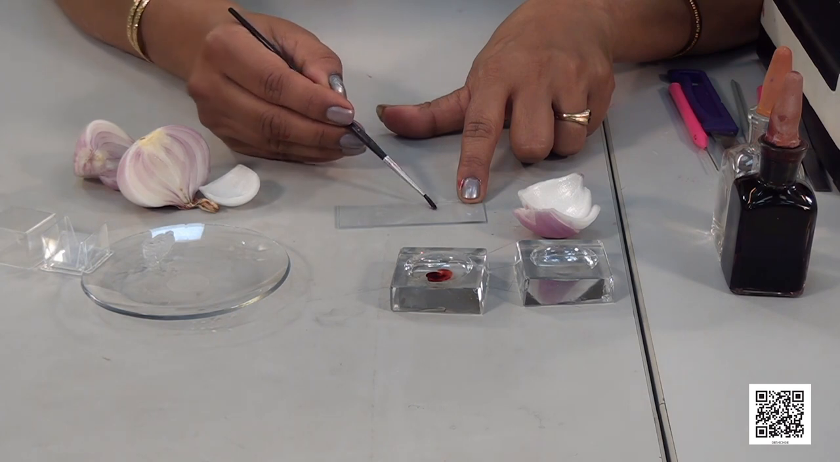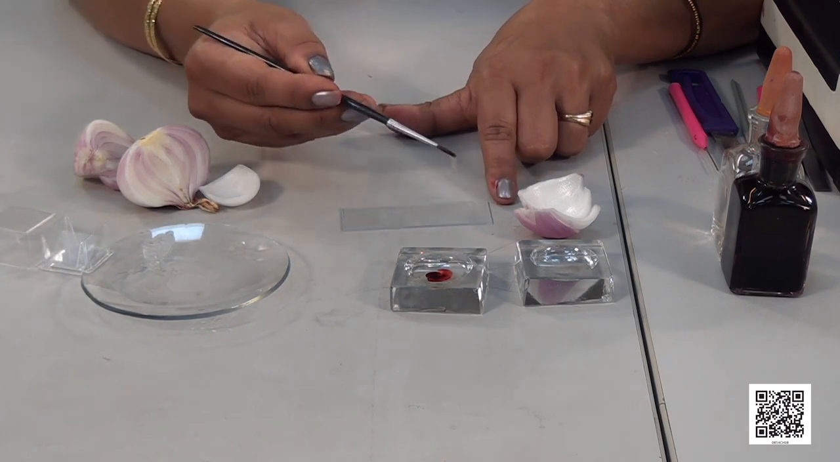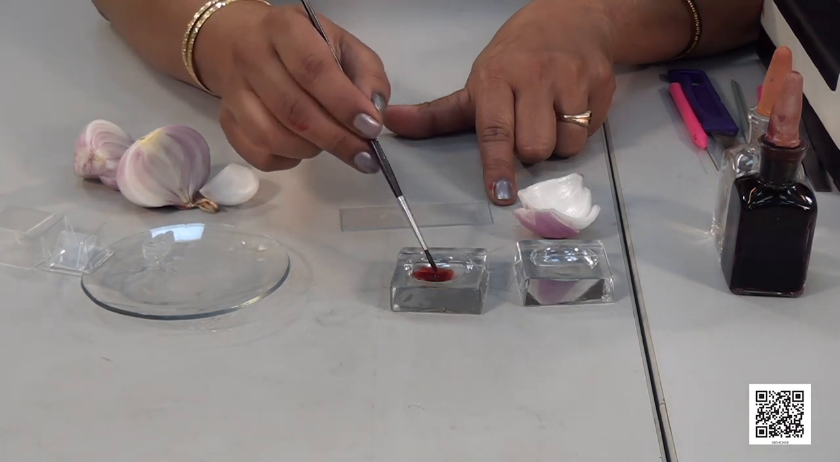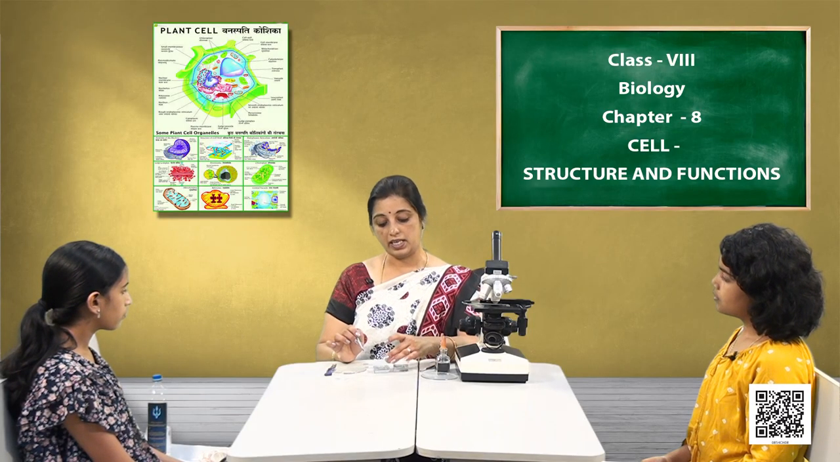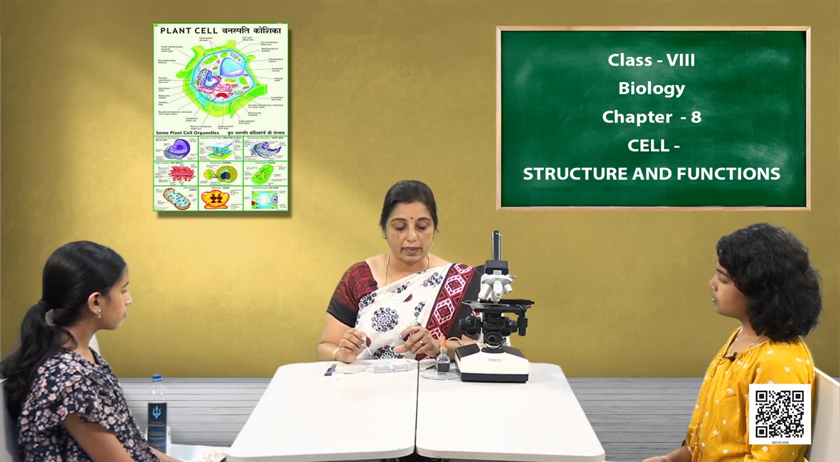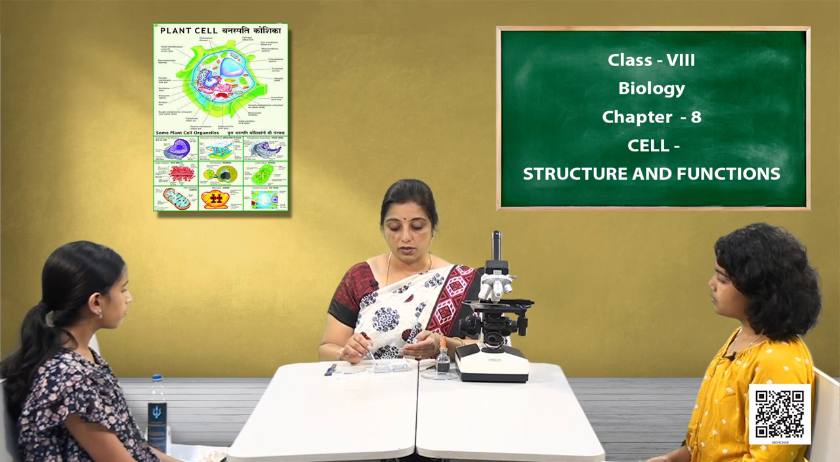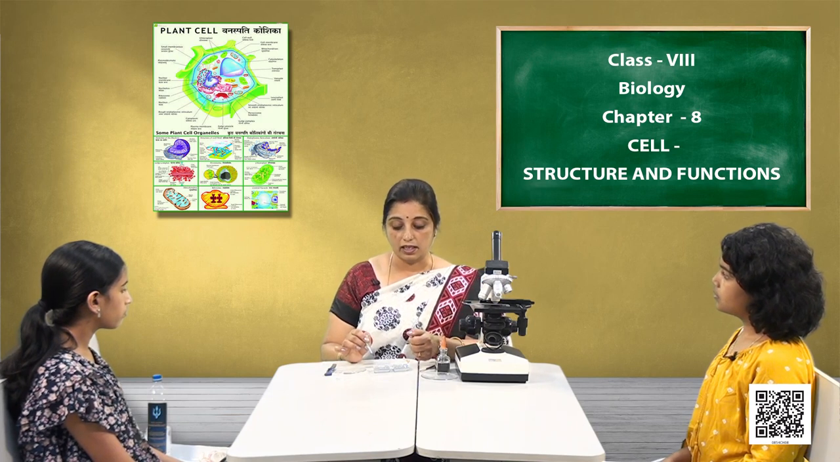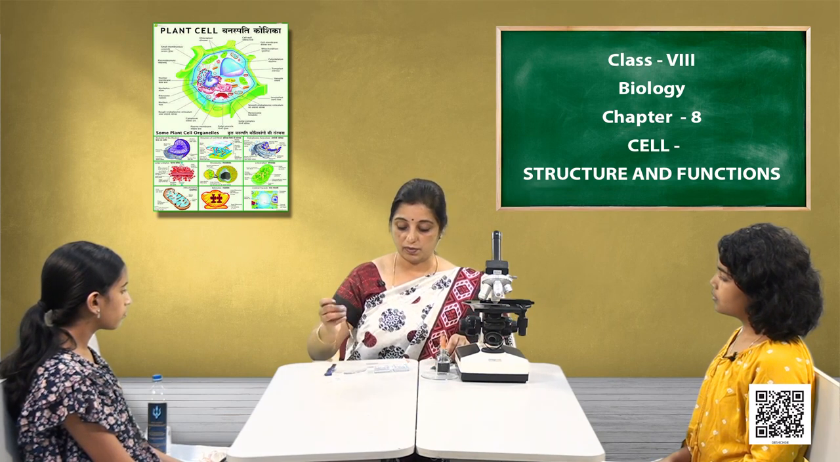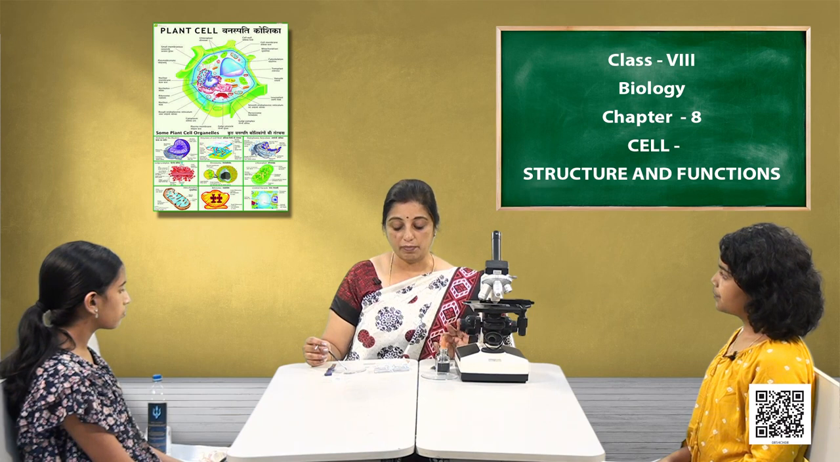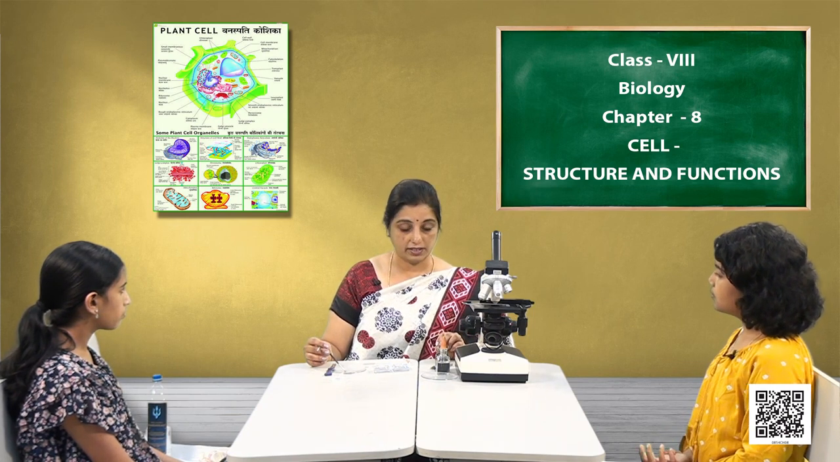I'm going to keep this peel in the stain for 2 to 3 minutes so that it can absorb it. The purpose of staining any peel is to enhance the parts. So what all parts a cell contains, you know that a cell contains a membrane, a nucleus and a cytoplasm. If you have to see all the three parts very clearly, it becomes very necessary to stain it so that the nucleus gets stained and it becomes conspicuous.